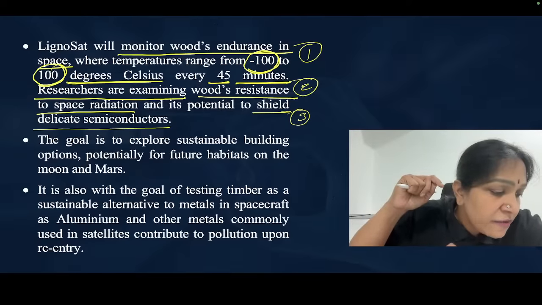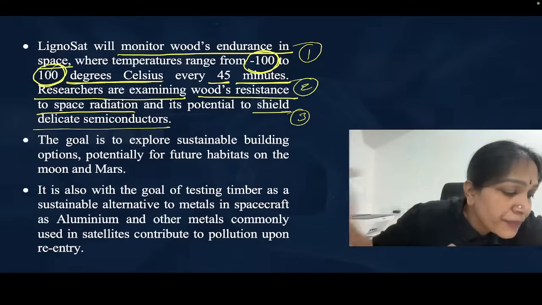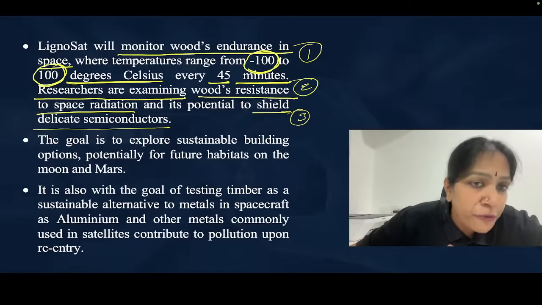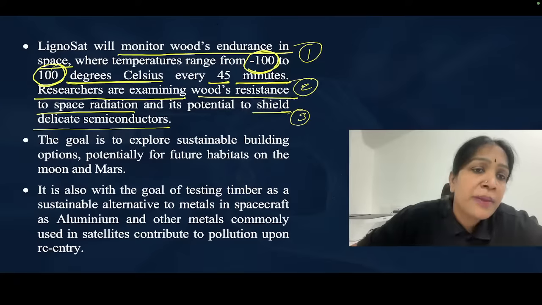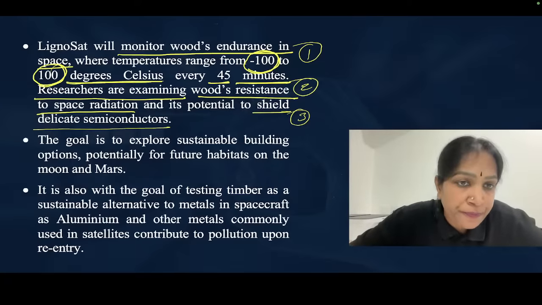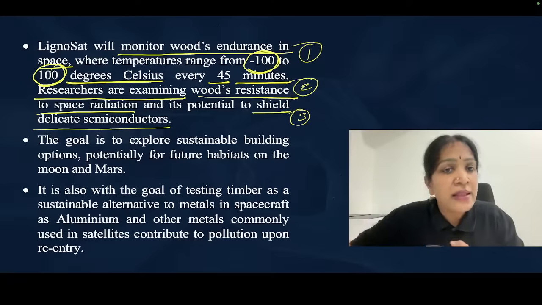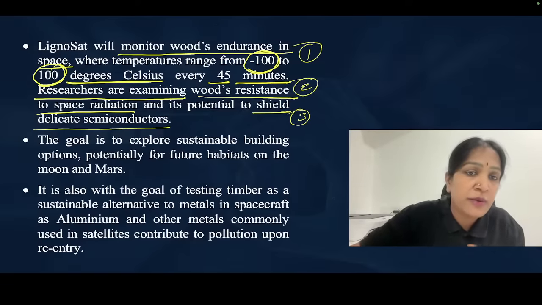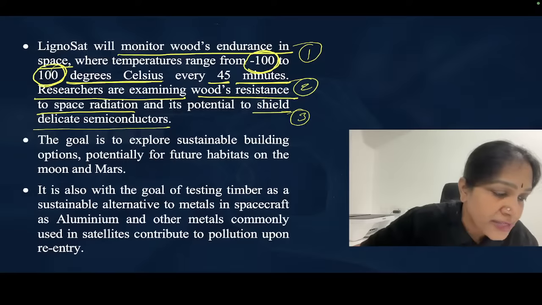Is it clear? Which type of renewable material are we using? Wood, right? Okay, Lalita, we are using wood. Lignosat is made up of wood. Wood is a renewable material because plants keep growing. Maybe in the future we will try to use more renewable materials. Presently, the renewable material we are using is wood. Is it clear? Did you understand?